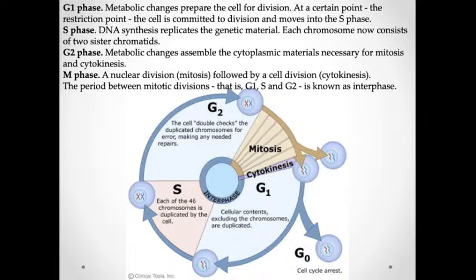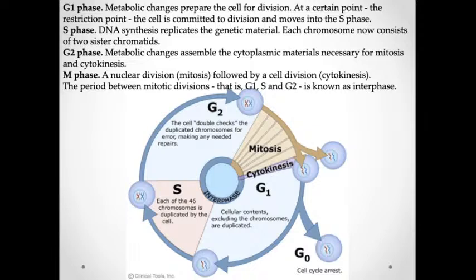So G1 phase is the one where metabolic changes prepare the cell for division. At a certain point, the restriction point, the cell is committed to division and moves into the S phase. In S phase, DNA synthesis replicates the genetic material. Each chromosome now consists of two sister chromatids. And in G2 phase, metabolic changes assemble the cytoplasmic materials necessary for mitosis and cytokinesis.